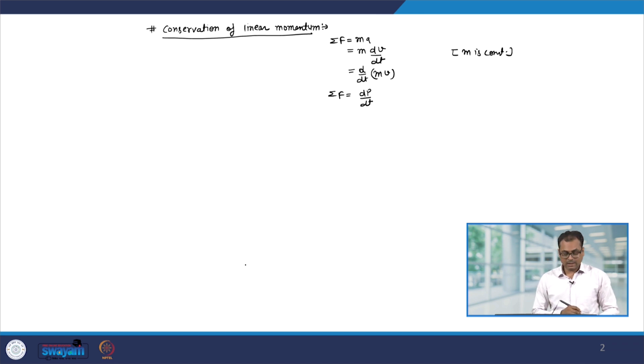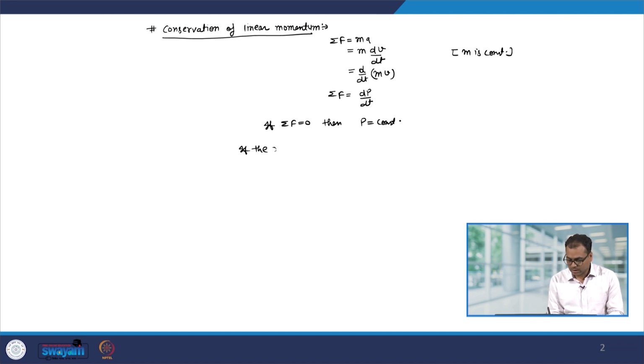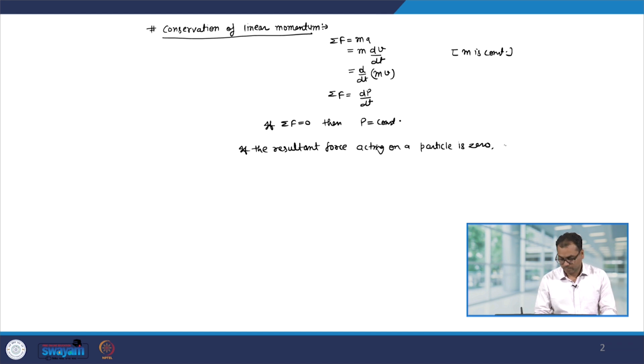Now, from this equation it is clear that if summation F equal to 0, then the rate of change of momentum is 0, that means p is constant. So, what does this mean? This implies that if the resultant force acting on a particle is 0, then the linear momentum of the particle remains constant.